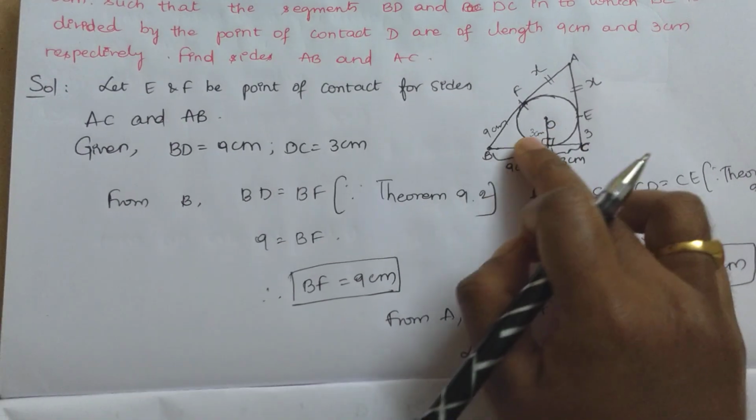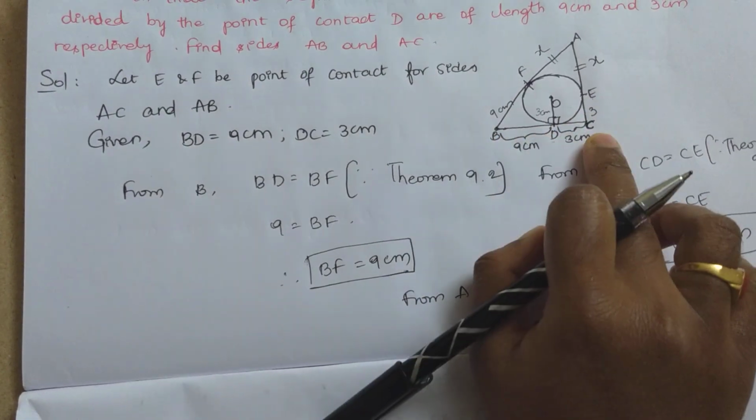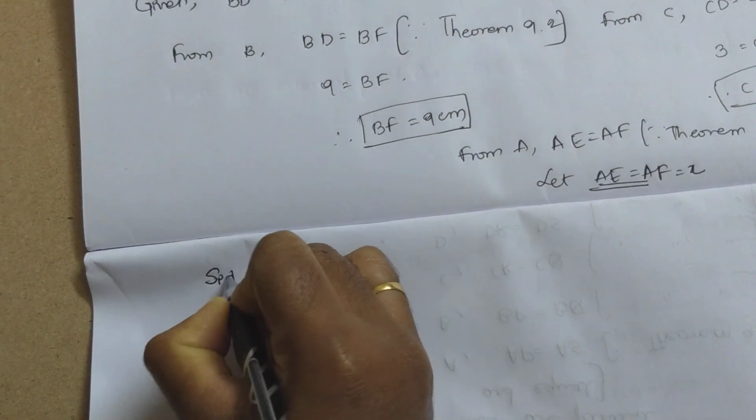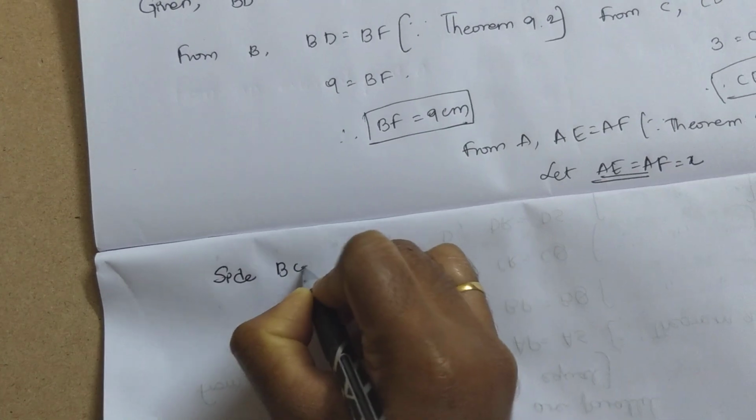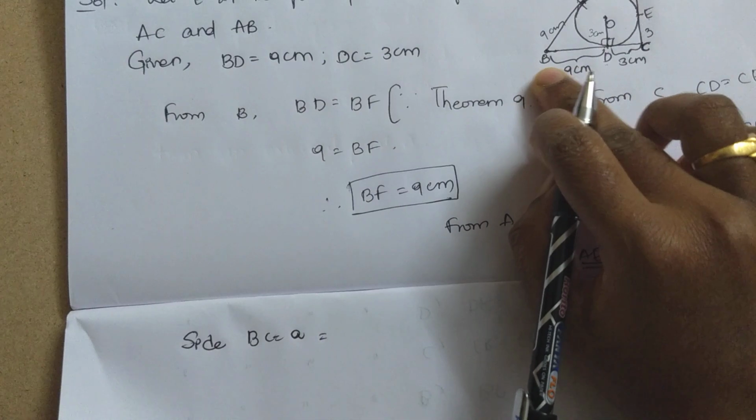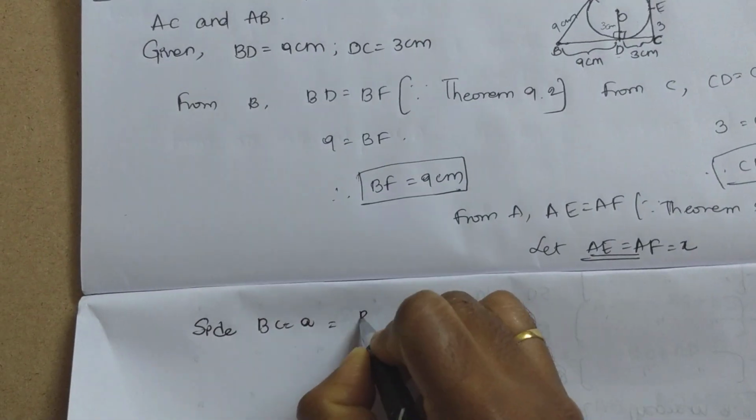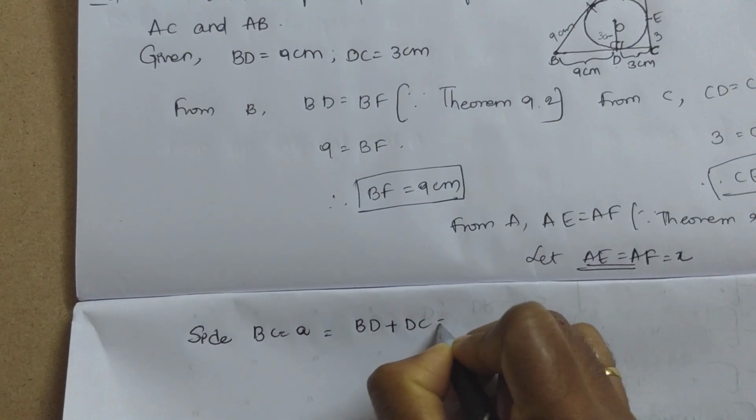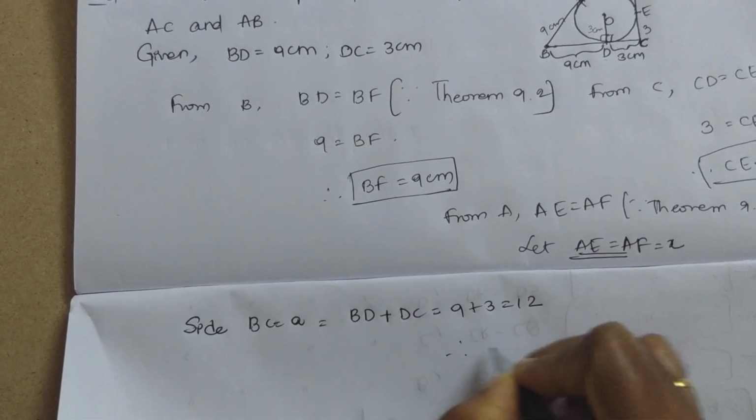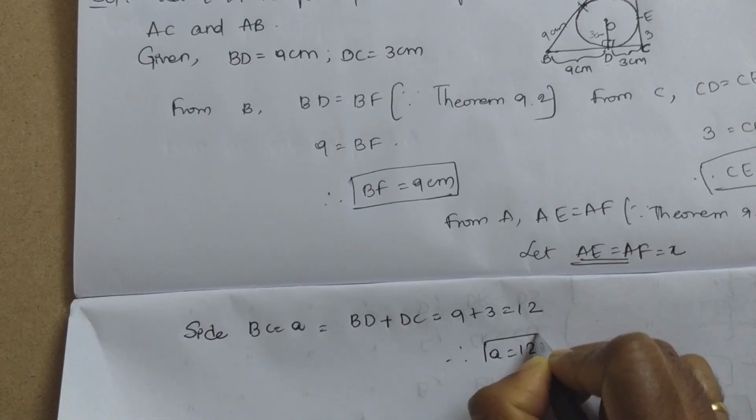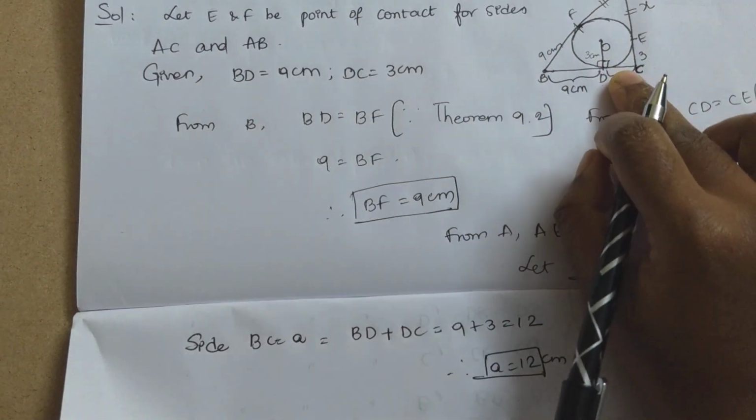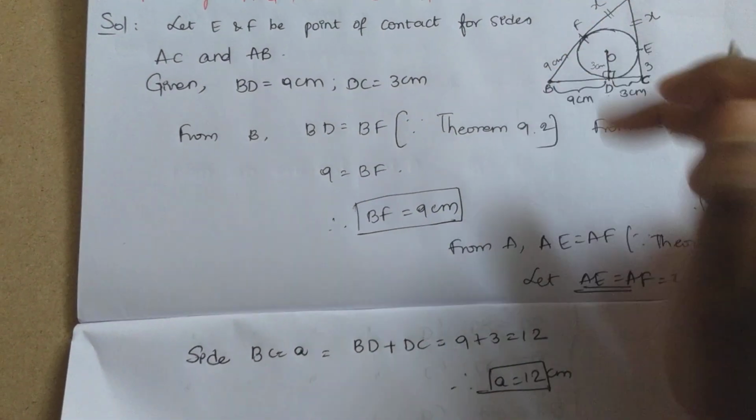So in the next step what will I do? Here we know the side BC value, right? Side BC, I can write it as small a, equals BD plus DC, equals 9 plus 3, that is equals 12. Therefore, side BC equals a equals 12 centimeters. So one we know. In the same way, let's write for AC and AB.